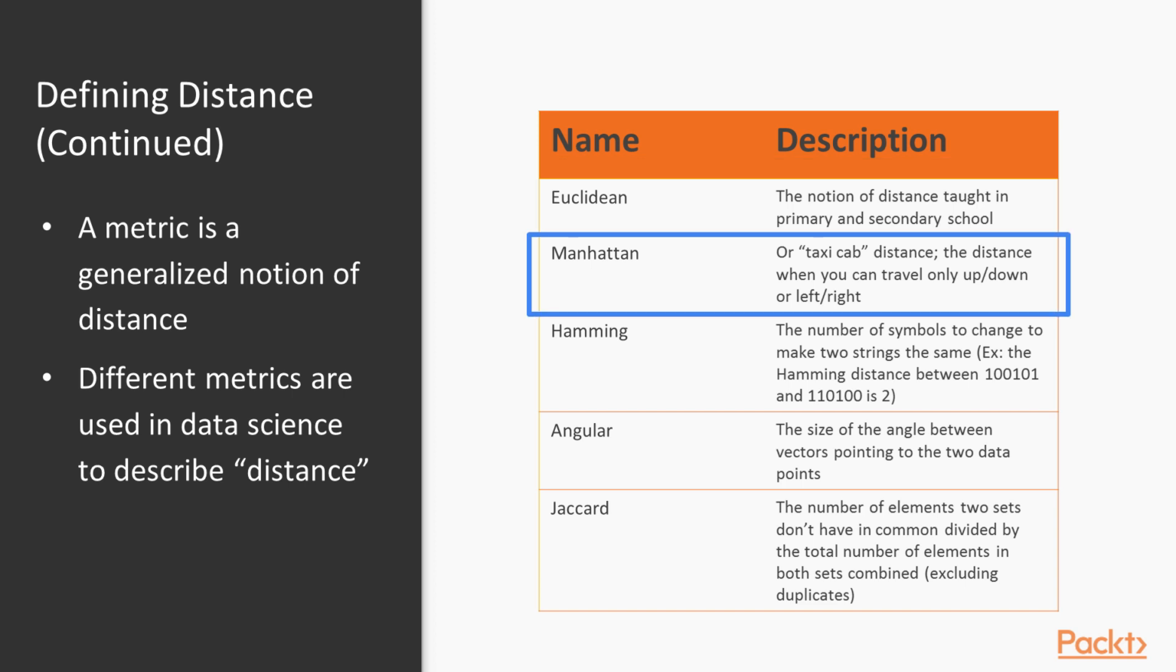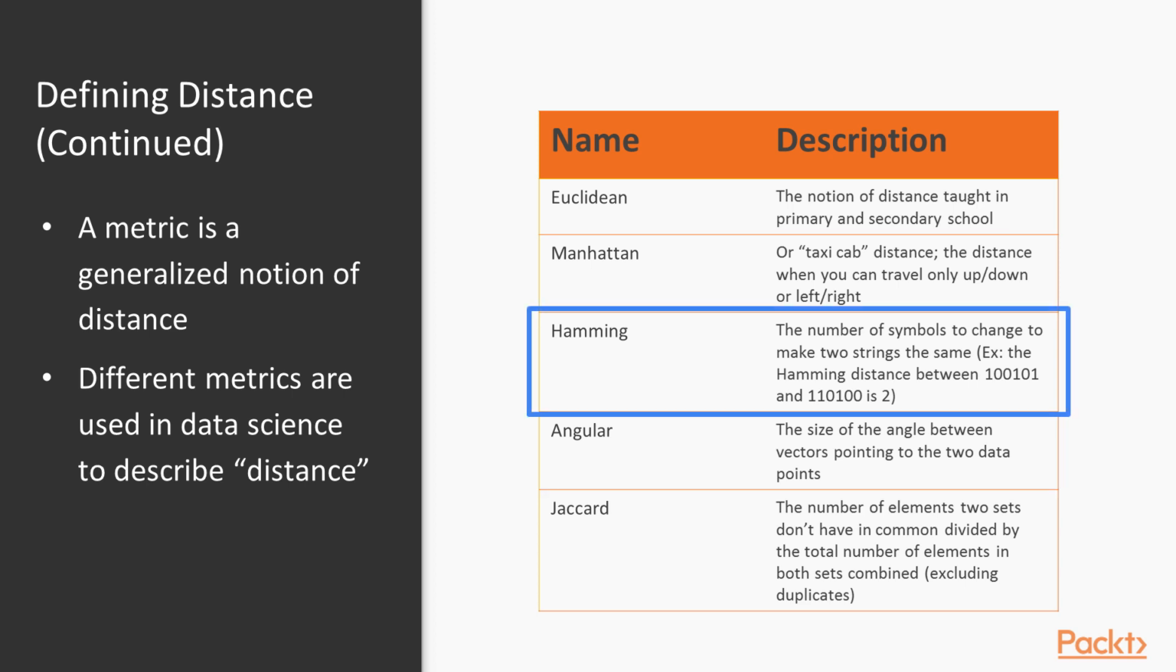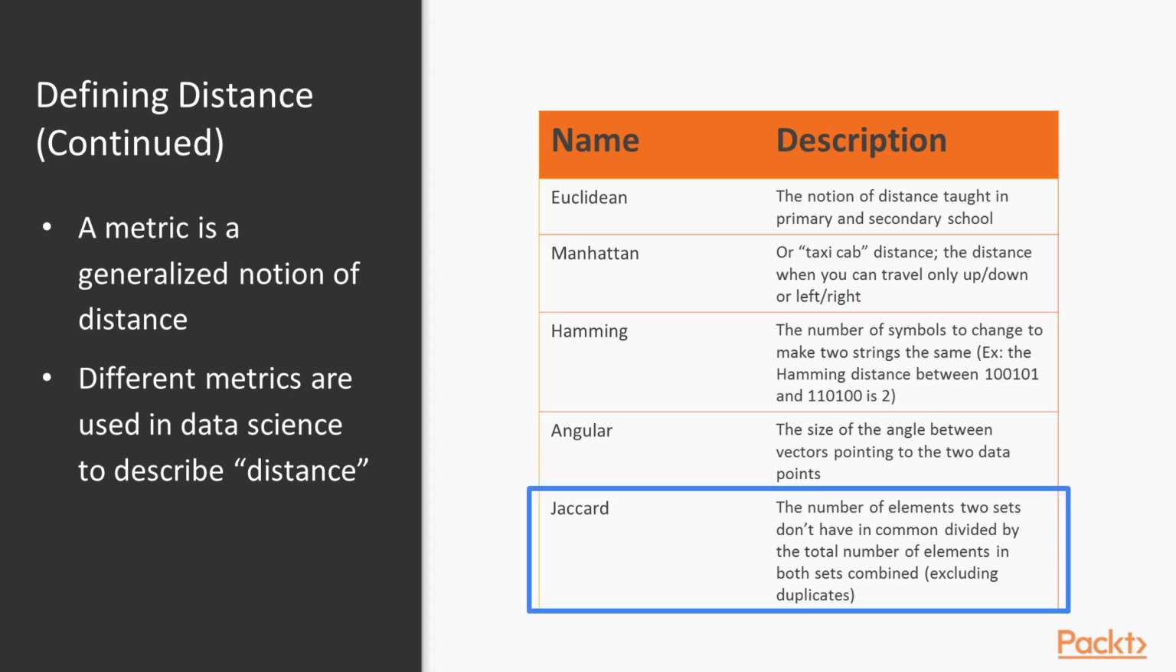Others are popular. There's the Manhattan distance, or the taxicab metric, which is the distance to travel to a point when you cannot travel diagonally. There is the angular distance, which is the angle between vectors pointing to 2 points. If we're talking about sequences like strings, we might use the Hamming distance, which is the number of symbols in the string that need to be changed to make the strings the same. Or there's the Jaccard distance, which is the number of elements two collections, otherwise known as sets, don't have in common, divided by the total number of objects in the two collections combined.